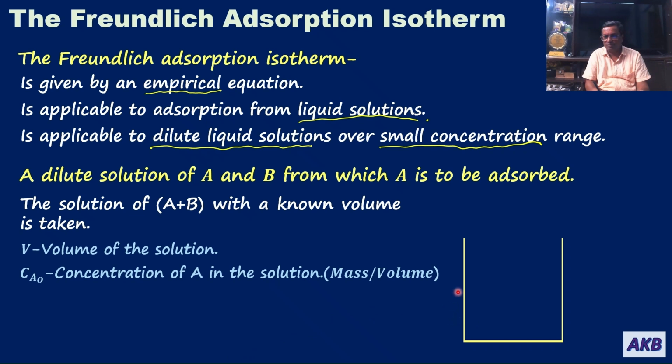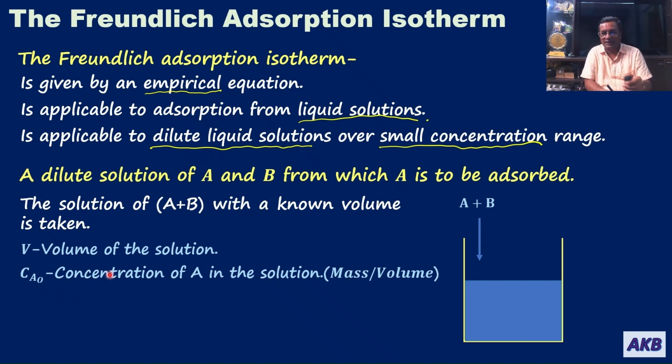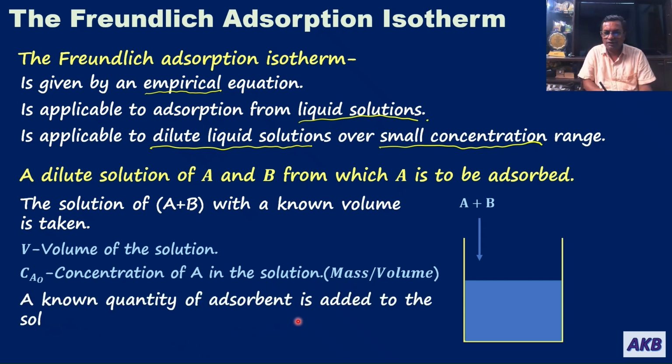Let us represent it schematically. You have a container and you are taking a solution of A and B in the container, and we know the volume of that solution. Volume is V, and Ca0 is the concentration of A in that solution, given in mass per unit volume. Now, a known quantity of adsorbent is added to the solution, whose mass is known to us. Let small m represent the mass of the adsorbent.